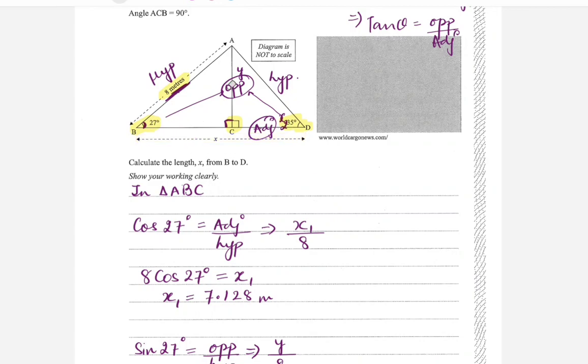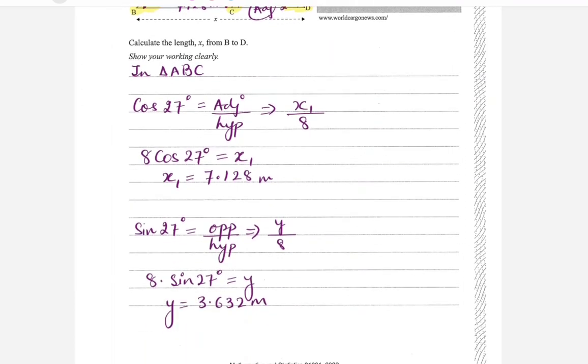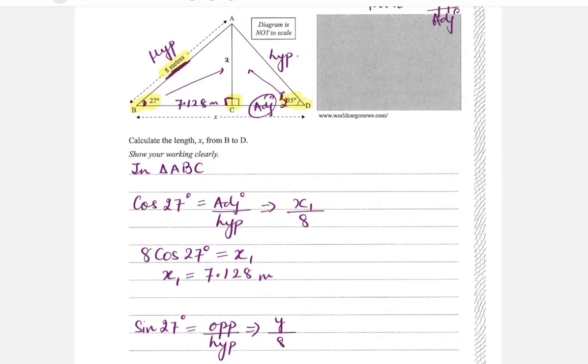All right, now that we have got the adjacent and opposite, let's take that off so I can put the values in there. It just helps visualize the thing. So this one is 7.128 meters. And the other one is 3.632 meters. Now we have the opposite here.